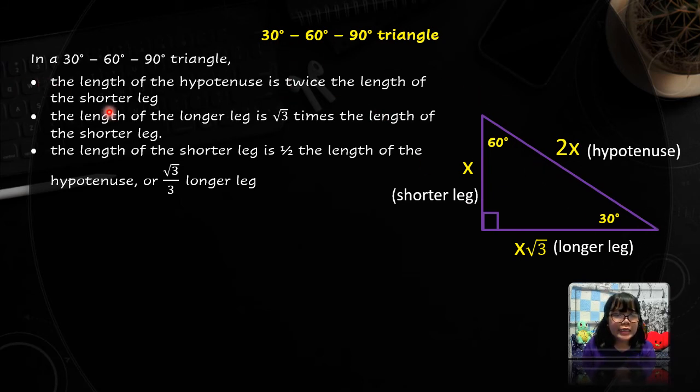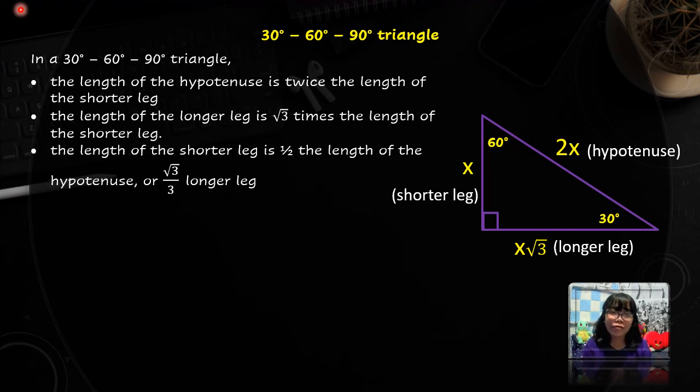Now, let us proceed with the length of our hypotenuse. So, given the shorter leg, to get the length of the hypotenuse, all we have to do is multiply the shorter leg by 2. So, the hypotenuse is just twice the leg. So, if the shorter leg is 5, of course, the hypotenuse is equal to 10. And likewise, if your hypotenuse is equal to 20, then the shorter leg is equal to 10.